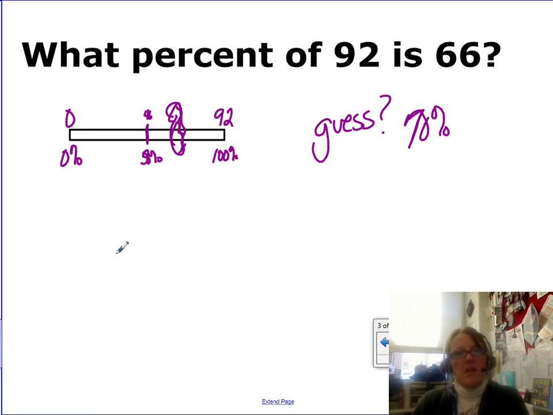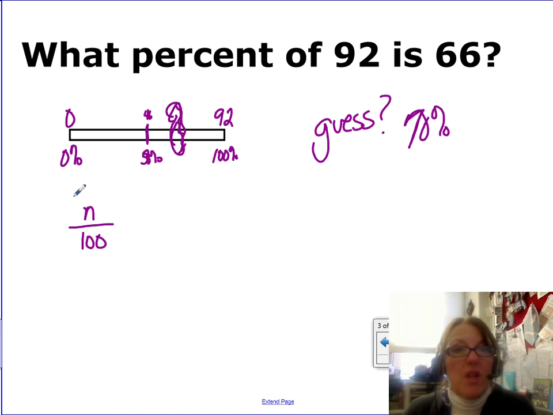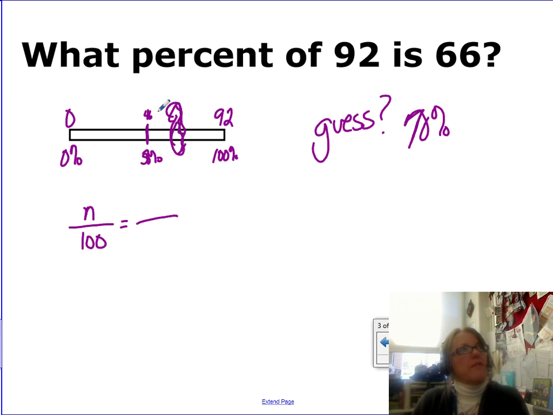All right, now let's actually do it. Today I want you to think of it the good old proportion way. I know that percent is always some number out of 100. So I'm going to use N for N out of 100. Maybe you want to use P. I don't really care what letter you use. But percent is something out of 100. Now, I have 66 out of 92.